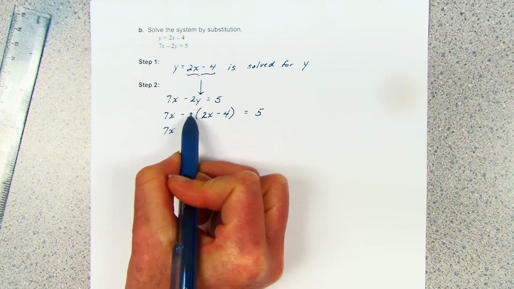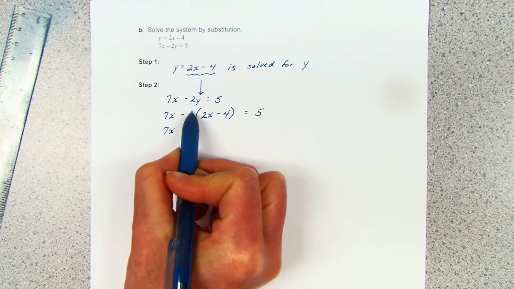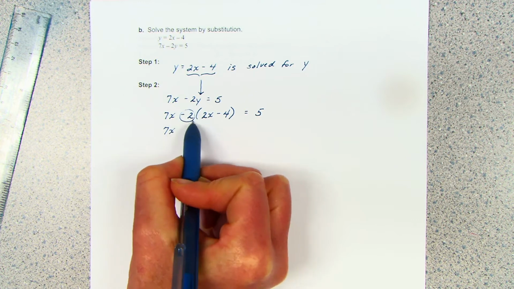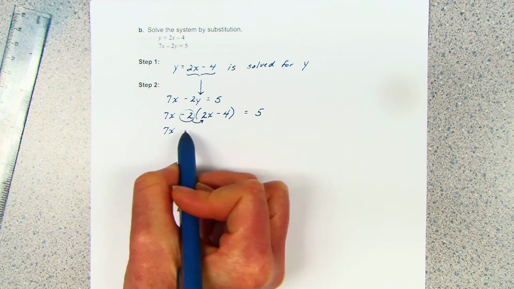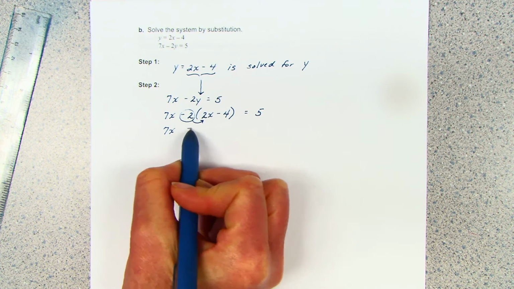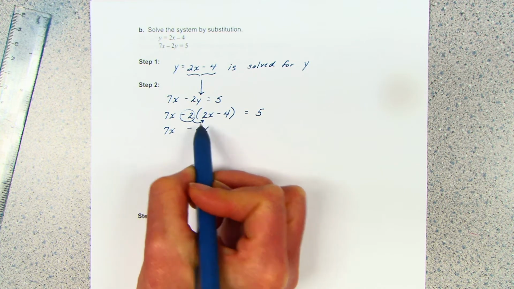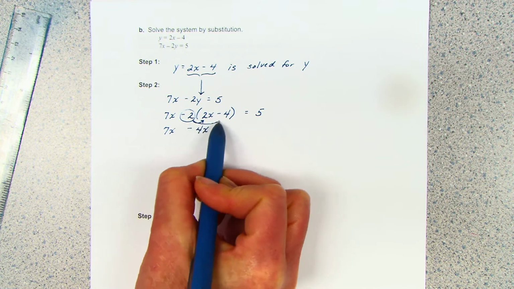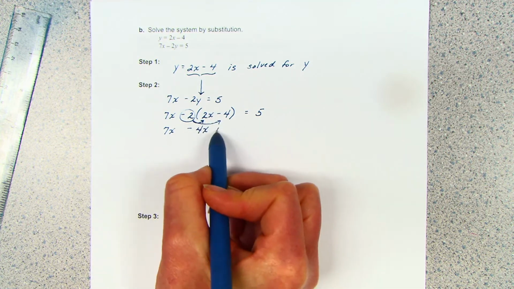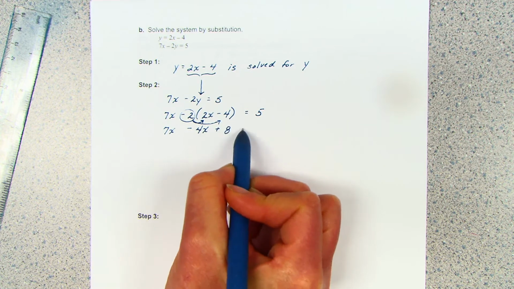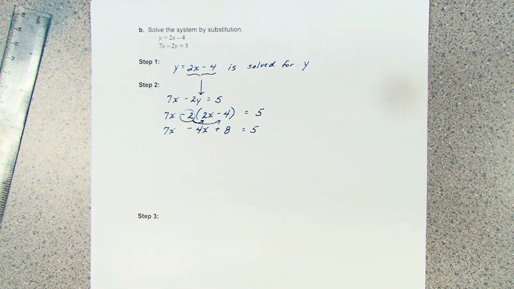We haven't done this in a while. You have to be sure to take the -2, take the whole thing, and distribute. So I've got -2 times 2x is -4x, and -2 times -4 is +8, equals 5. And that's another thing you have to be really careful about when you are solving systems of equations. There's lots of places where you can make sign errors. So just check and double check your signs.